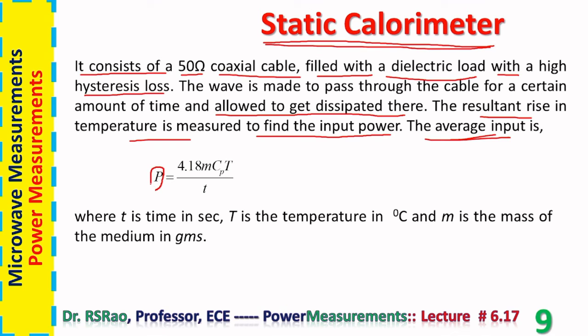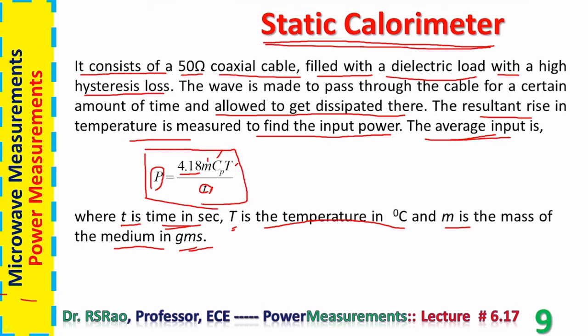Average input power P is 4.18 m Cp T by t, where t is time in seconds. Capital T is temperature in degrees C. The m is mass of the medium in grams. Cp is specific heat. Understanding this particular relation is not that much difficult.